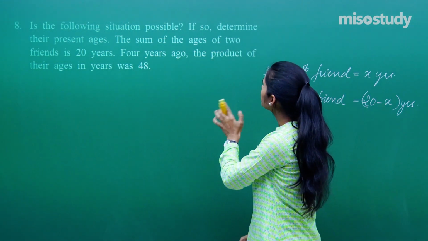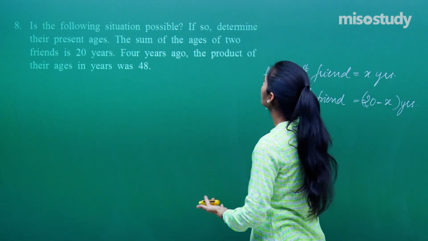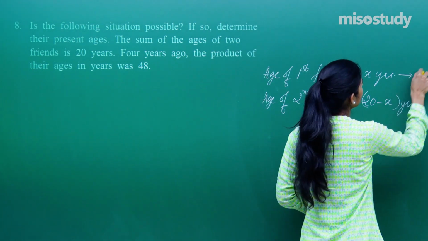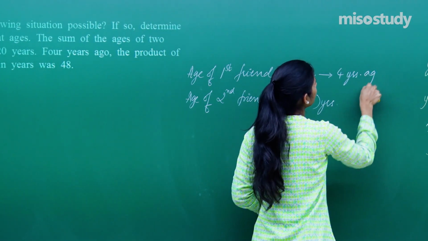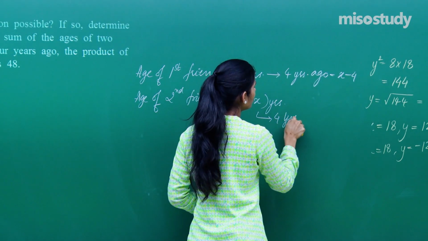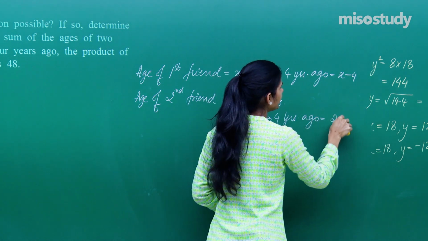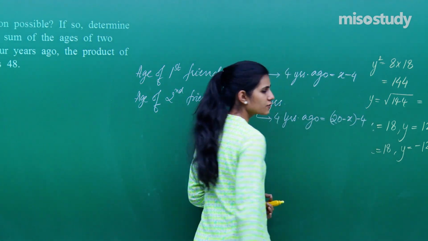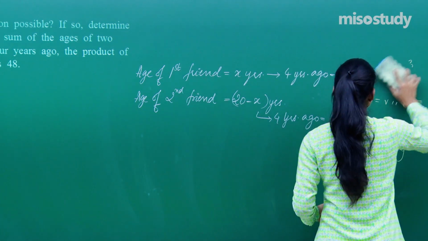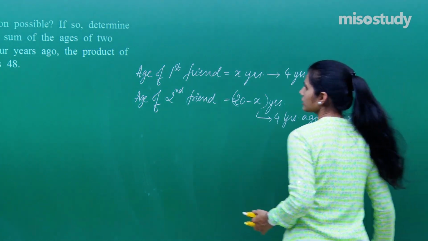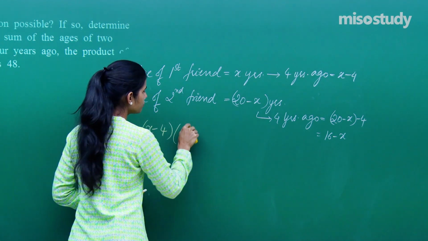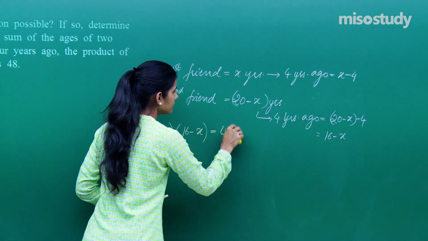Further it says the sum of the ages of two friends is 20. 4 years ago the product of their ages was 48. So if right now his age is x years, 4 years ago it is x minus 4, and the age of the other friend 4 years ago is 20 minus x minus 4, that is 16 minus x years. So 4 years ago, if these are their ages, the product is given to be 48. So you have x minus 4 into 16 minus x is 48.